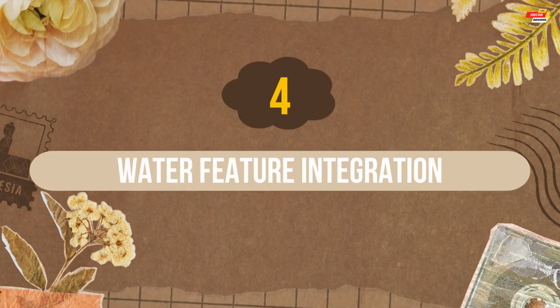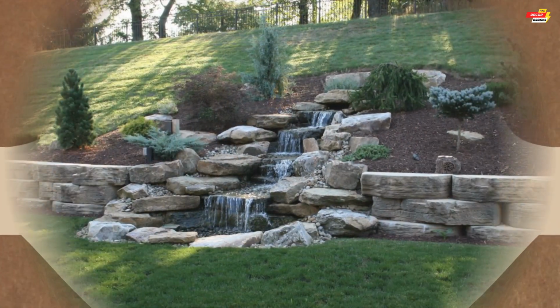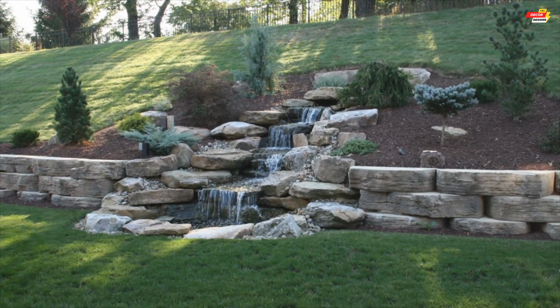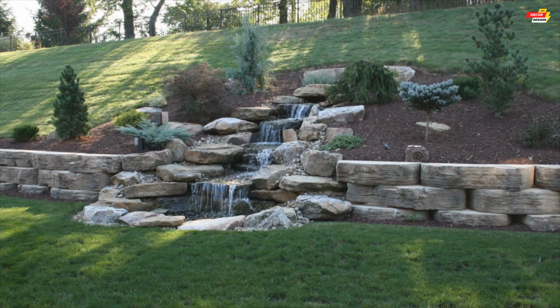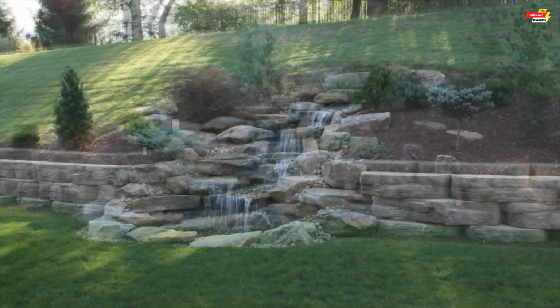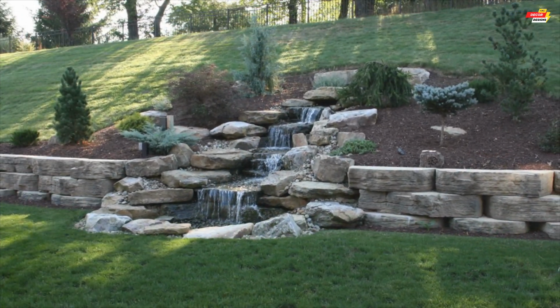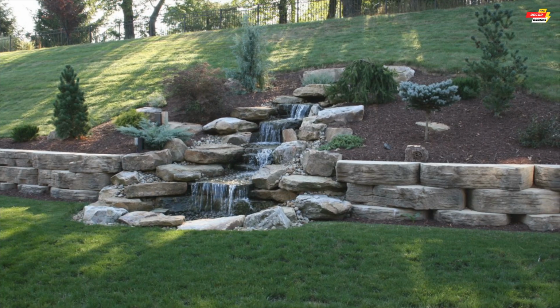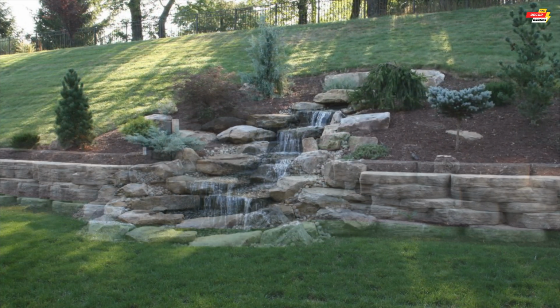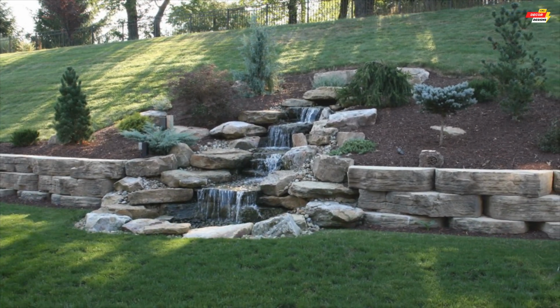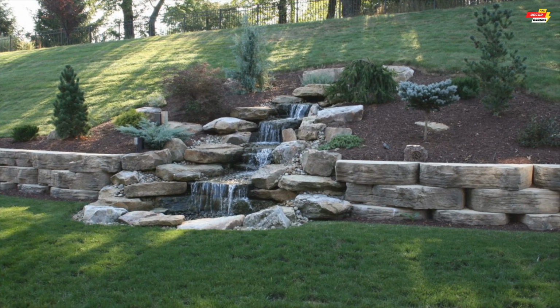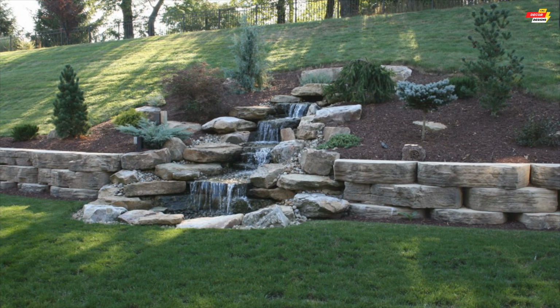4. Water feature integration. Combine the structural integrity of a retaining wall with the soothing ambience of a water feature. Design the wall to have water cascading down into a pond or basin below. You can use natural stone for a natural look or sleek concrete for a more contemporary feel. Consider adding aquatic plants and lighting to enhance the feature.